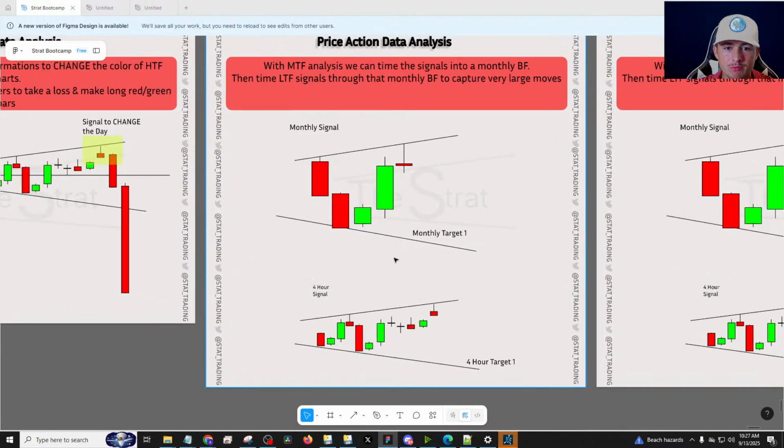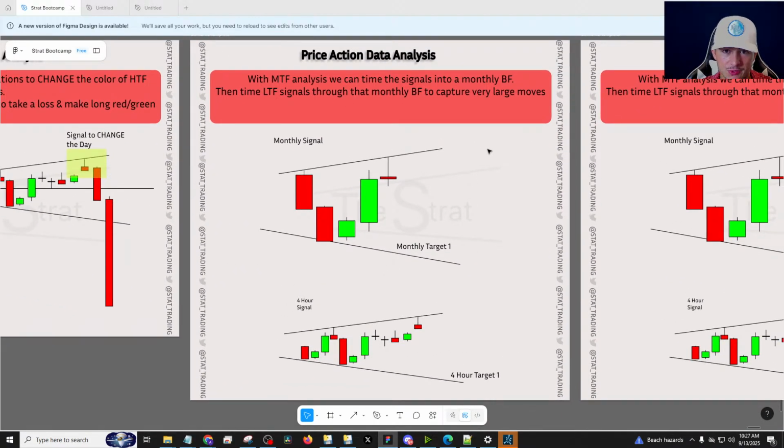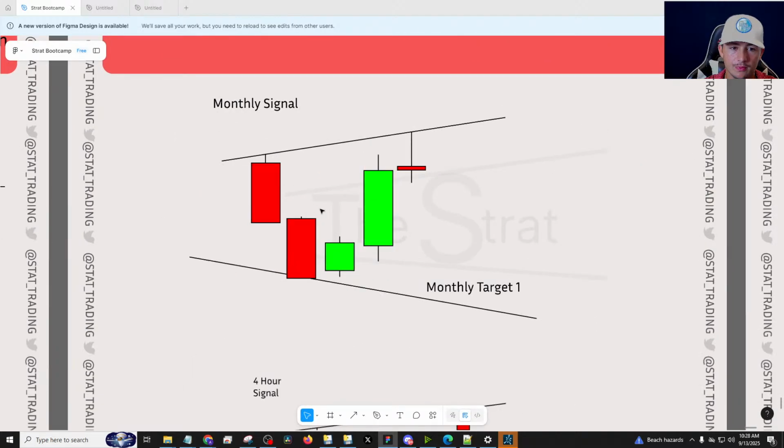So when we do multiple time frame analysis, what we're doing is we're looking at broadening formations. We're timing actionable signals or reversals, which we'll talk more about. And we're doing it back through broadening formations with time frame continuity. So for example, monthly signal, right? You'll see we have a 2 up in red. Why does this matter to us?